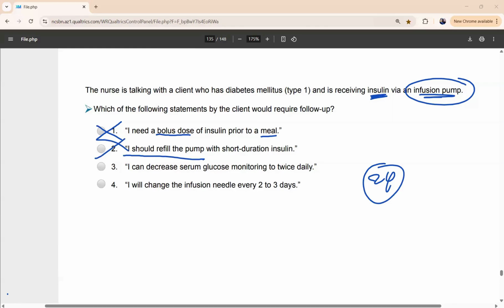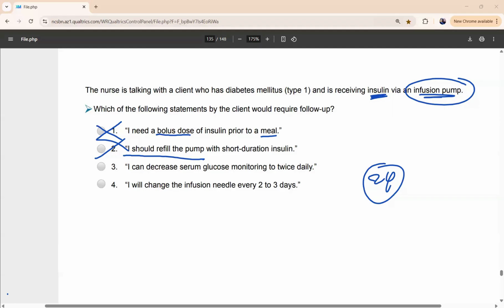Now, look at number 3. It said, I can decrease serum glucose monitoring to twice daily. Now, yes, we want to monitor our glucose level. Now, the key thing is this. Anytime you are trying to monitor for something, we don't decrease it. It's just like right now telling your patient that, oh, you need to decrease the amount of time you check your blood glucose level. Does that make sense to you? It doesn't.